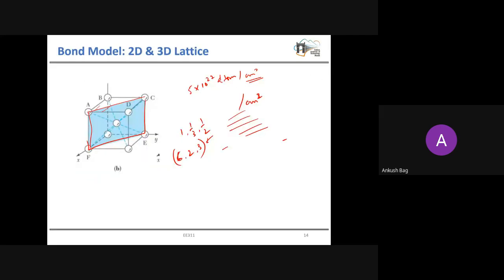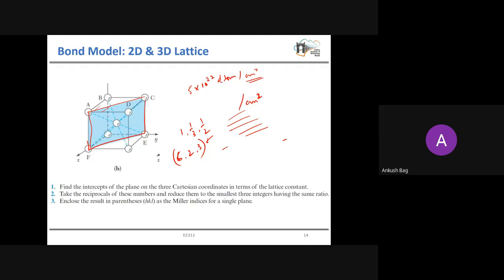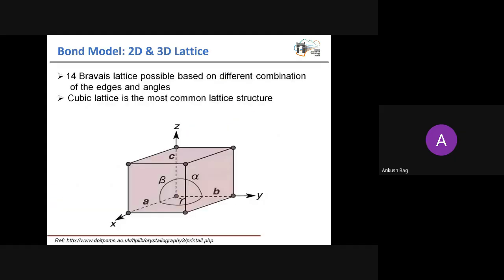Then this is where we have shown how to calculate the Miller indices. This is how to represent a particular plane of your semiconductor, because depending on the different plane of your semiconductor, the number of atoms may change. That is why we need to identify different planes of your semiconductor. So from this particular slide onwards, we'll continue today.